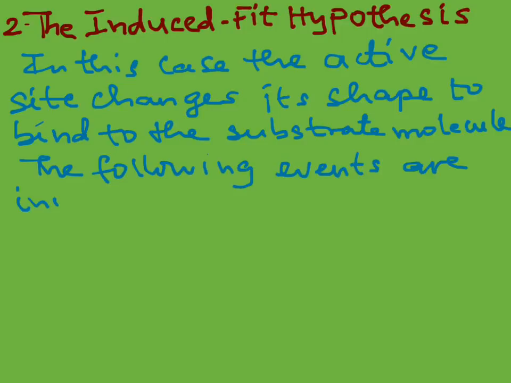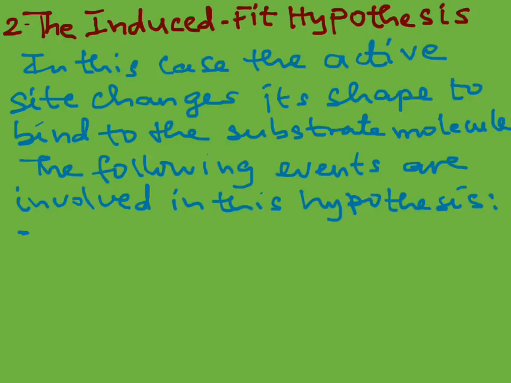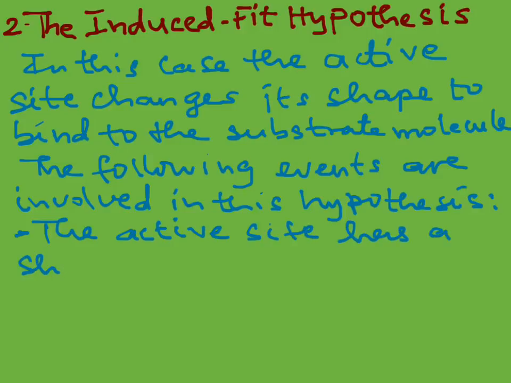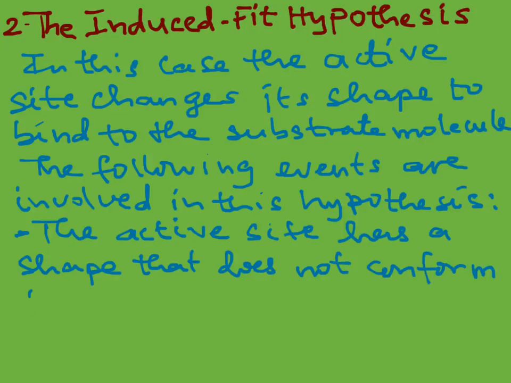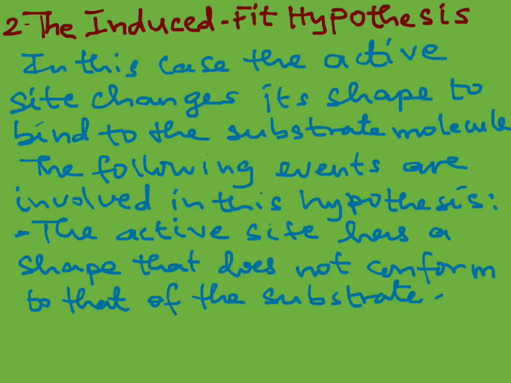The following events are involved in this hypothesis. These are the things that occur in the course of the induced fit hypothesis. The first thing is that the active site has a shape that does not conform to that of the substrate. That is, the active site has a structure that is not similar to the structure of the substrate.